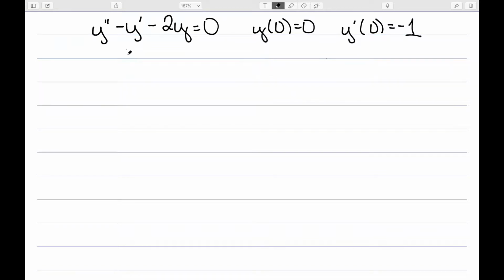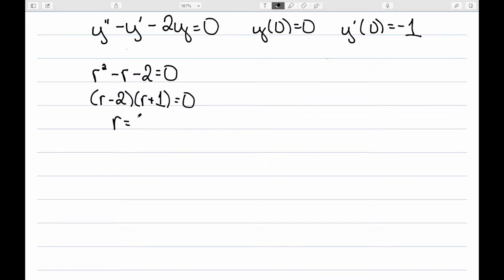Let's look at solving this initial value problem right here. Well, like I said in the last video, we need to solve the characteristic equation, which will come from r squared minus r minus 2 equal to 0. We can factor this into (r minus 2)(r plus 1) equal to 0. So that gives us two r values, r equal to 2 and r equal to minus 1.